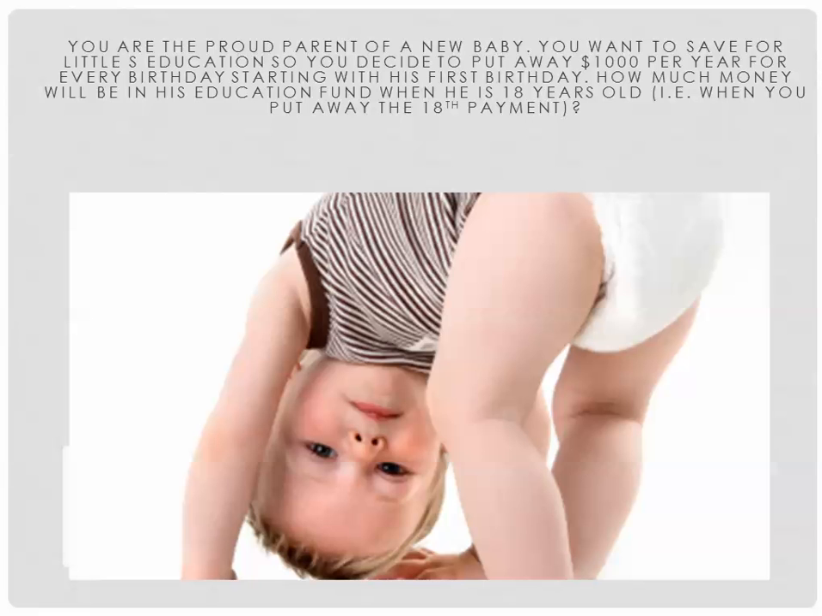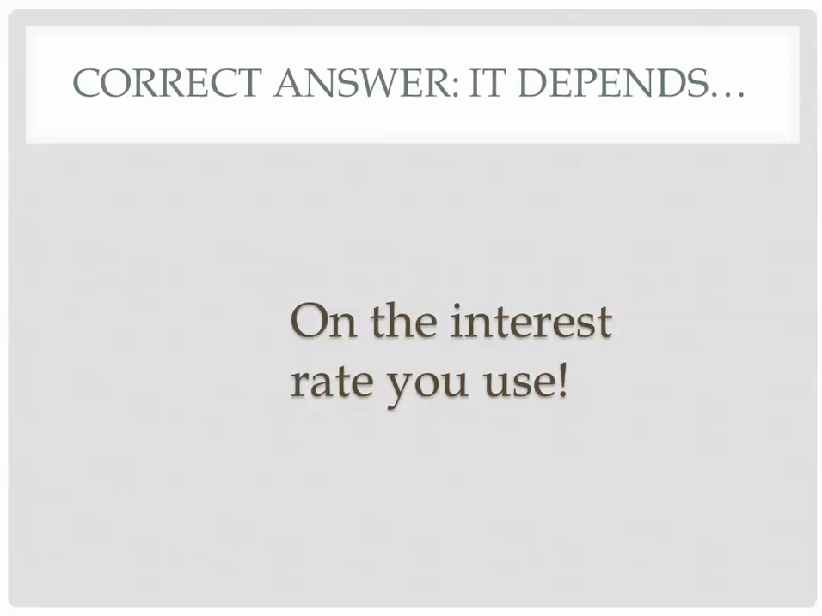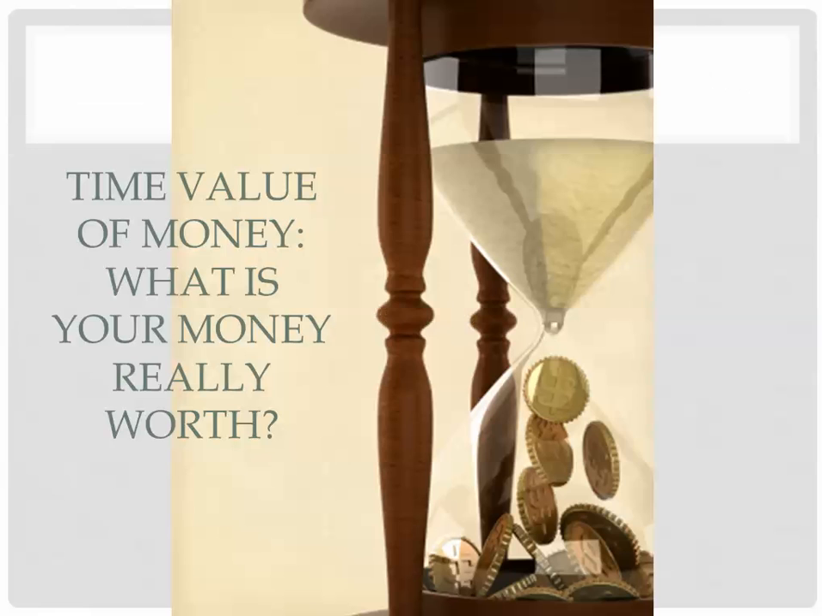So we have a baby. We're going to put away $1,000 a year for every year until the baby is 18 years old. How much money will we have in the baby's education account when this little tyke is 18 years old? That is when we've put away the 18th payment. And finally, again, it depends. All of these examples depend on the interest rate you use. Let's talk a little bit about that.